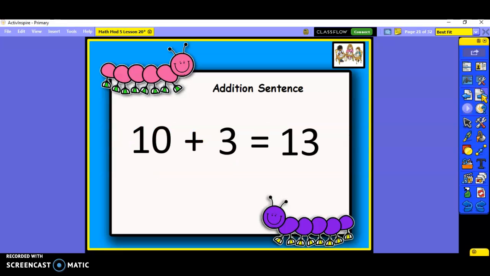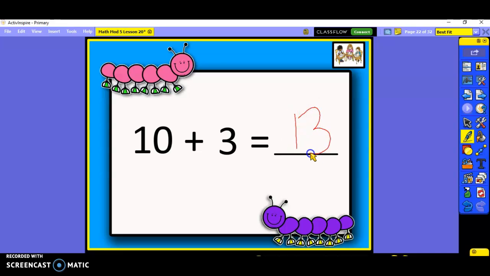Yes, and here's our addition sentence. We can also write our parts and our whole in addition sentences, just like we did in our problem. Right here we have our 2 parts that equaled our whole. We had 10 red plus 3 yellow equals 13 dots in all. 10 plus 3 equals 13.